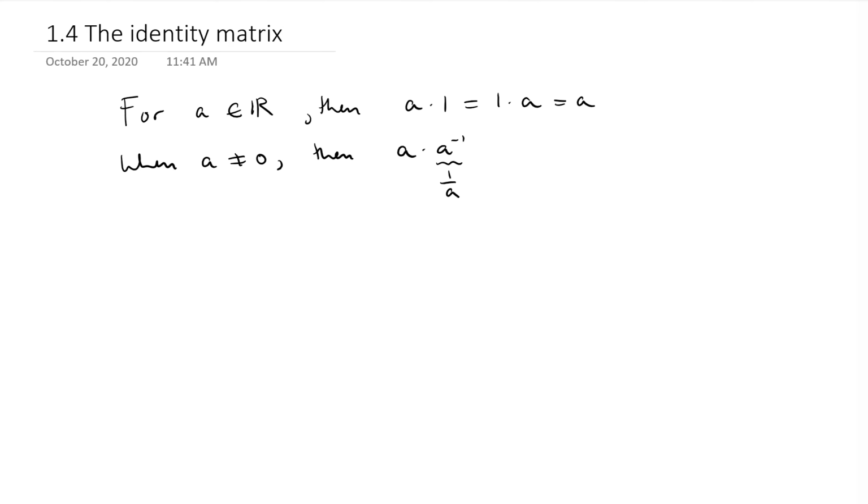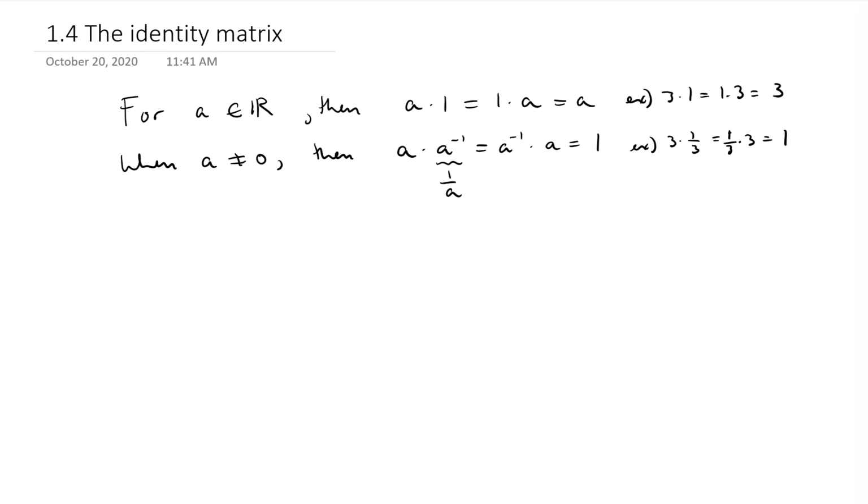Also, when a is not equal to 0, if you multiply a by its reciprocal, a to the minus 1, which is 1 over a for real numbers, that's the same as the reciprocal times a, and it gives you 1. For an example, if I do 3 times 1, that's the same as 1 times 3, and that gives us 3. And if I do 3 times 1/3, that's the same as 1/3 times 3, and that gives us 1.